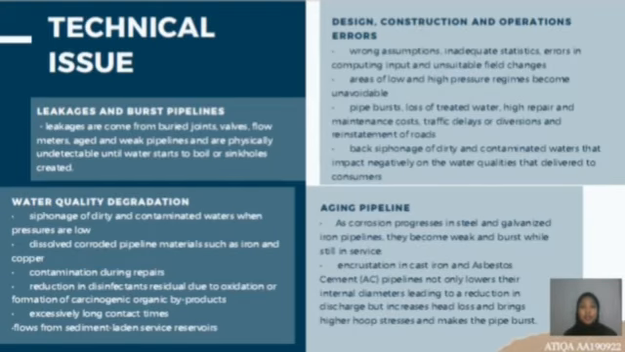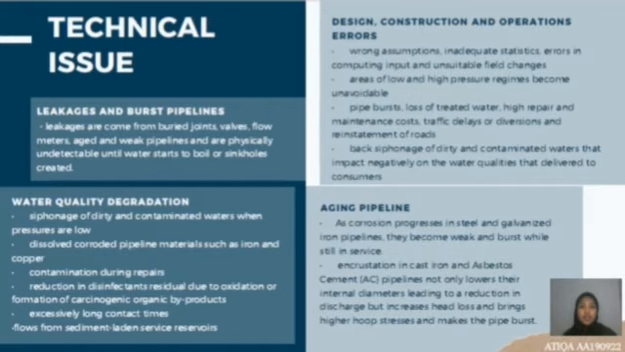Technical issues. The first technical issue is about design, construction, and operation errors such as wrong assumptions, inadequate statistics, error in computing input, and unsuitable feed changes that can cause areas of low and high pressure regimes to become unavoidable. Second is leakage and burst pipelines. Leakage comes from buried joints, valves, flow meters, age, and weak pipelines.